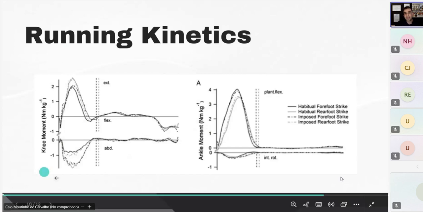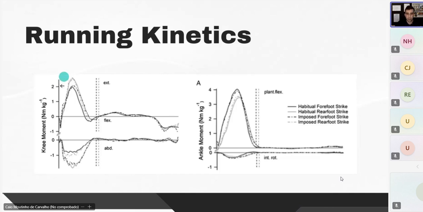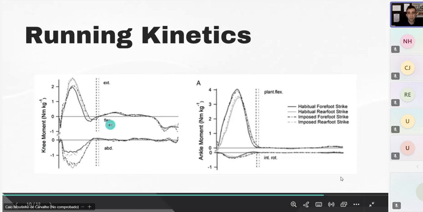And besides that, we do have different articulations recruitment. So if we take a look at the knee moment, moment and torque are really just very similar terms. There are small differences, but they're really, really similar. But if we take a look here at the knee, let me try to zoom in a little bit more.